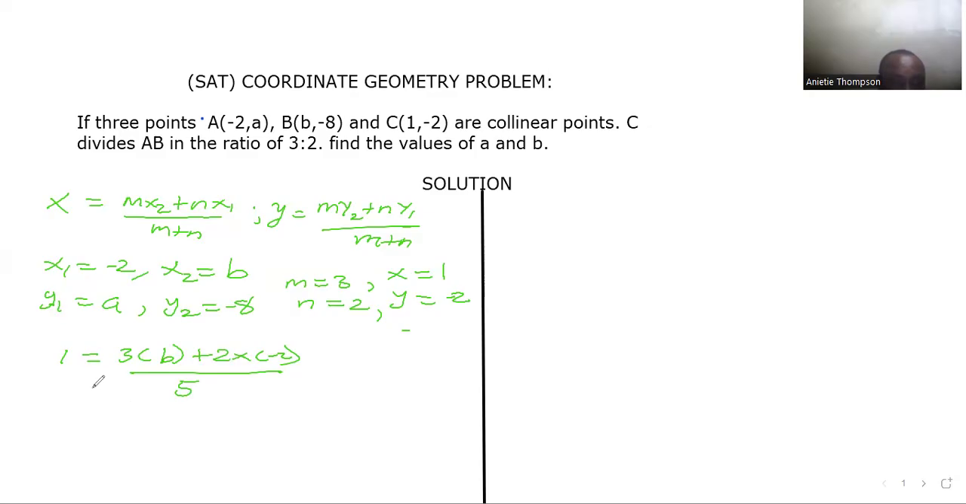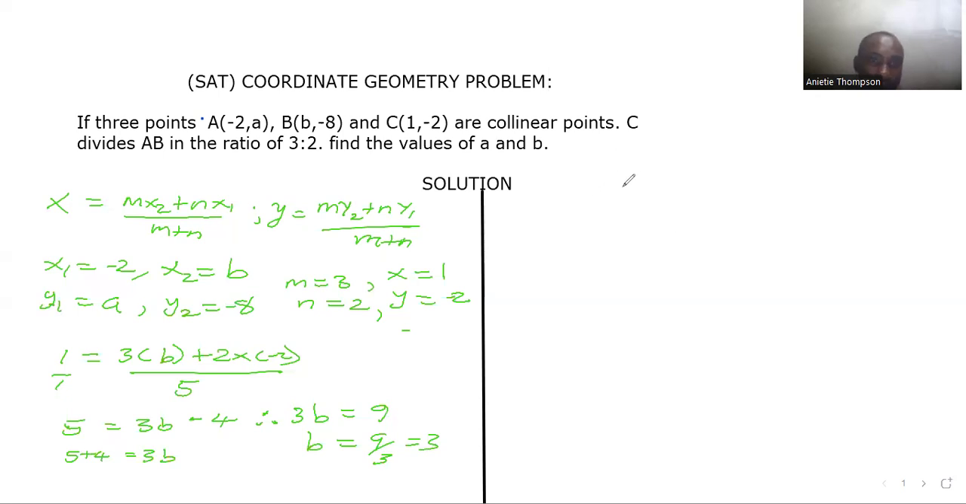If we simplify and cross multiply, we can see that 5 is equal to 3b minus 4. If you make b the subject of the formula, you will see that 5 plus 4 equals 3b. That simply means that 3b is equal to 9, and that means b is equal to 9 divided by 3, which is 3.